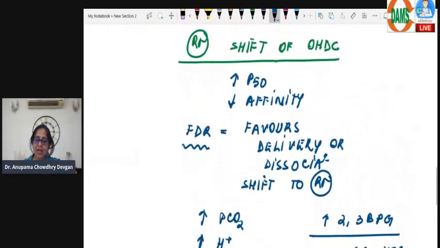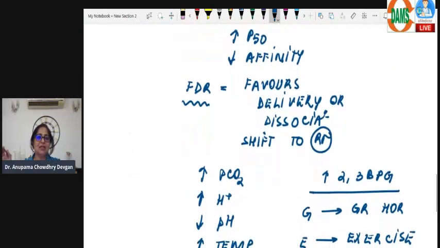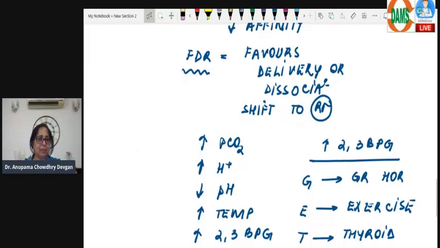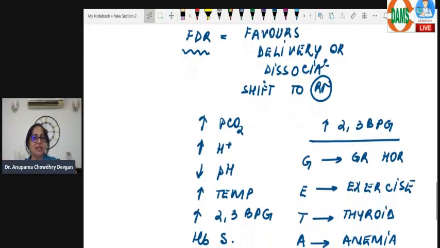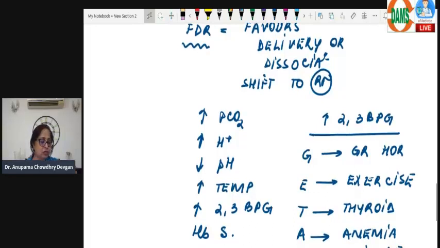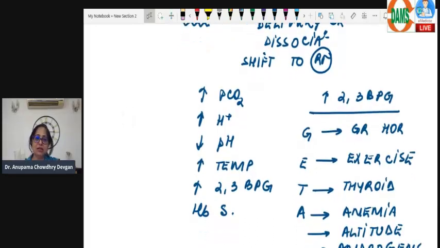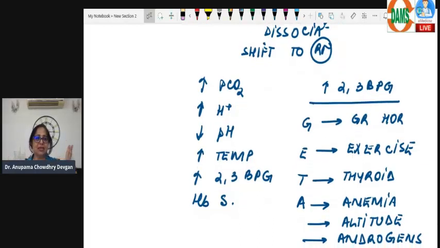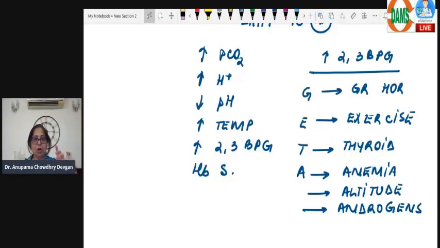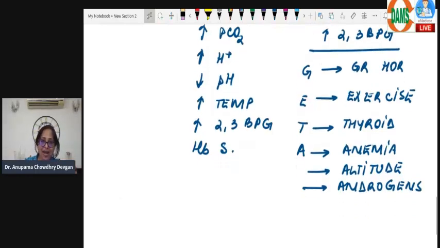Let's see this once again. Right shift of the oxygen hemoglobin dissociation curve means increase in P50, decrease in affinity. Remember this as FDR, favors delivery or dissociation, shift to right. What are the conditions which cause a shift to right? Increase in PCO2, increase in H+, decrease in pH, increase in temperature, increase in 2,3-DPG, hemoglobin S. The mnemonic for increase in 2,3-DPG is GITA: growth hormone, exercise, thyroid hormone, anemia, high altitude, androgens. Why does an increase in 2,3-DPG cause a shift to the right?